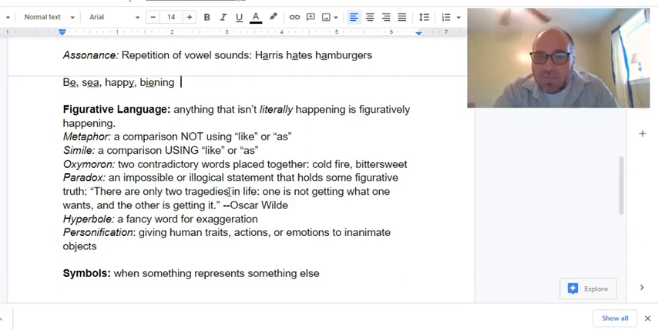Any of those things would be oxymorons. You just need to be able to spot them. They're generally just used for dramatic effect. There's not some big underlying truth in an oxymoron. On the other hand, paradox is a lot more complicated. So a paradox is an illogical statement that holds some figurative truth.